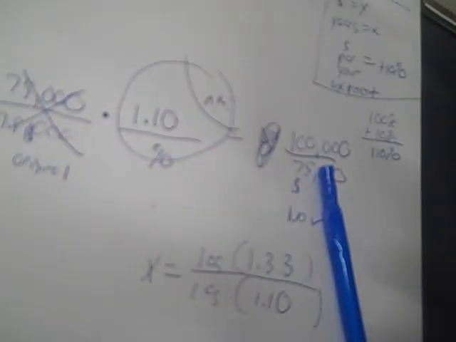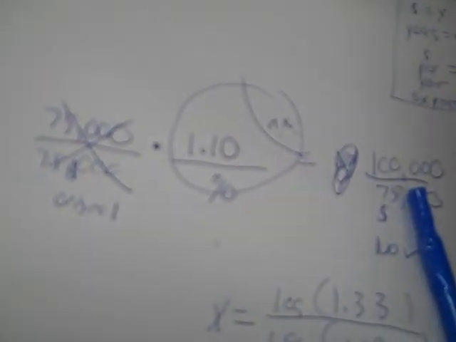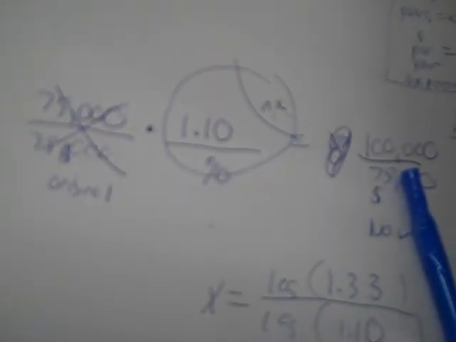Which kind of makes sense because if I start at 75,000, times it by 1.10 the first year, that's where I'm at. Times it by 1.10 the second year, that's where I'm at. Times it by 1.10 the third year, I'm a little bit over that, or I'm a little bit under that. It's not exact, okay, but it's pretty darn close. That's why it was 2.99.